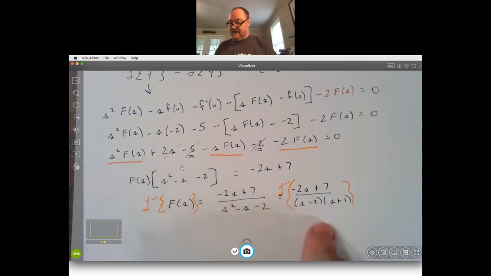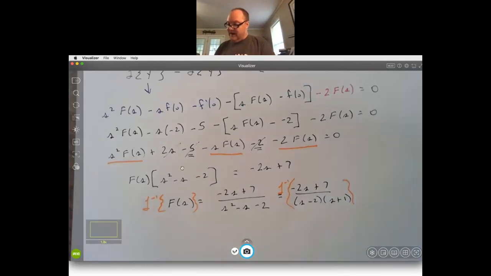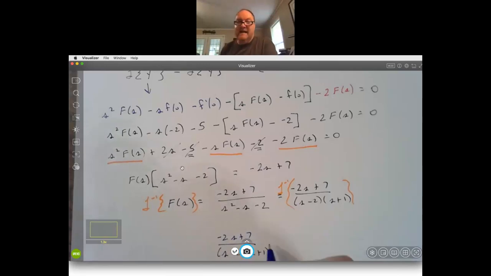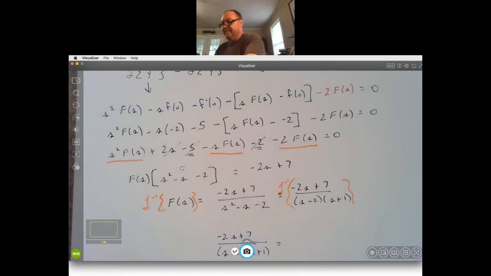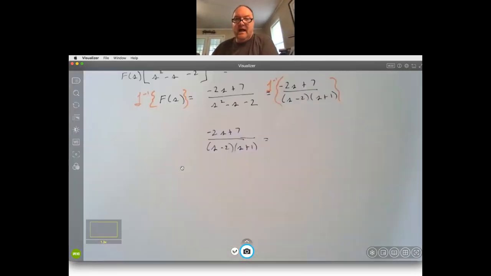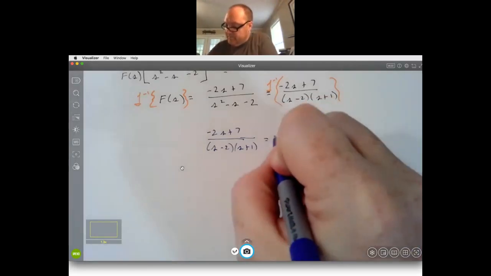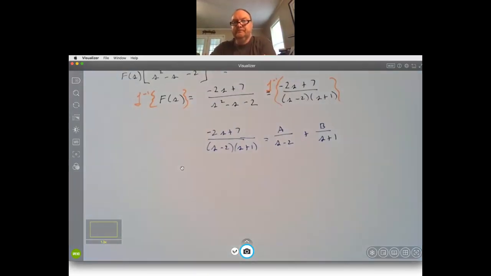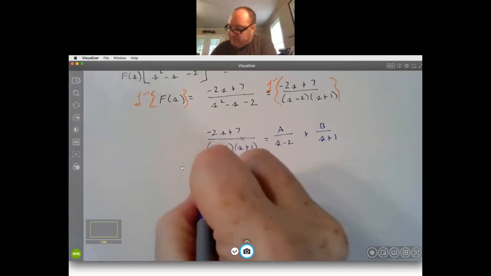this right-hand side. All right, so let me just think for a moment. I need to get it back as fractions. I need to get it in the form so that I can do an inverse transformation with it. I'm going to use partial fractions to do that. And let's take just a minute and work through our partial fractions.